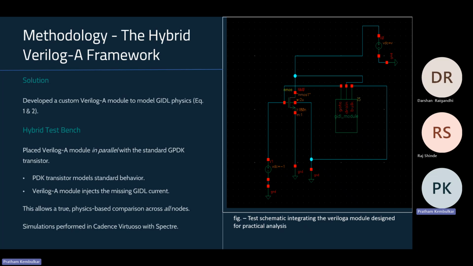Accurately modeling GIDL is essential for predicting device leakage and ensuring circuit reliability. If GIDL is underestimated, low-power designs may fail to meet their leakage or noise specification. In analog and mixed signal circuits, GIDL can alter bias conditions and distort signal linearity. This is why a precise understanding and modeling of GIDL across technology nodes are necessary for both device engineers and circuit designers. Now, my teammate Darshan will take over.